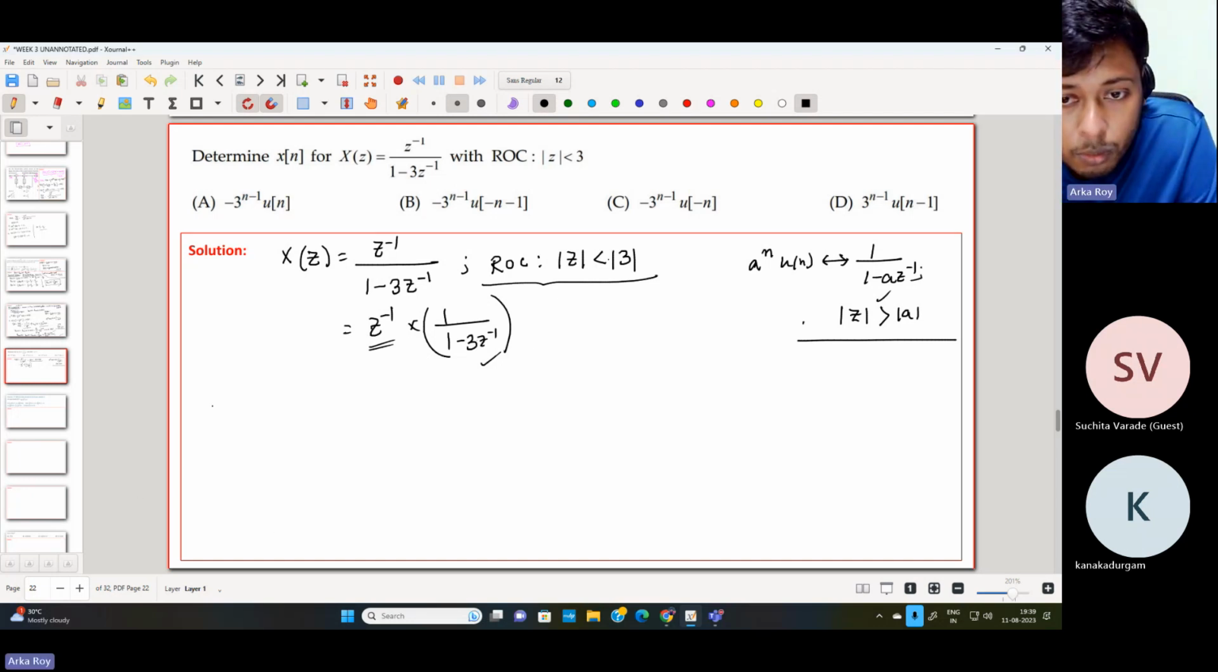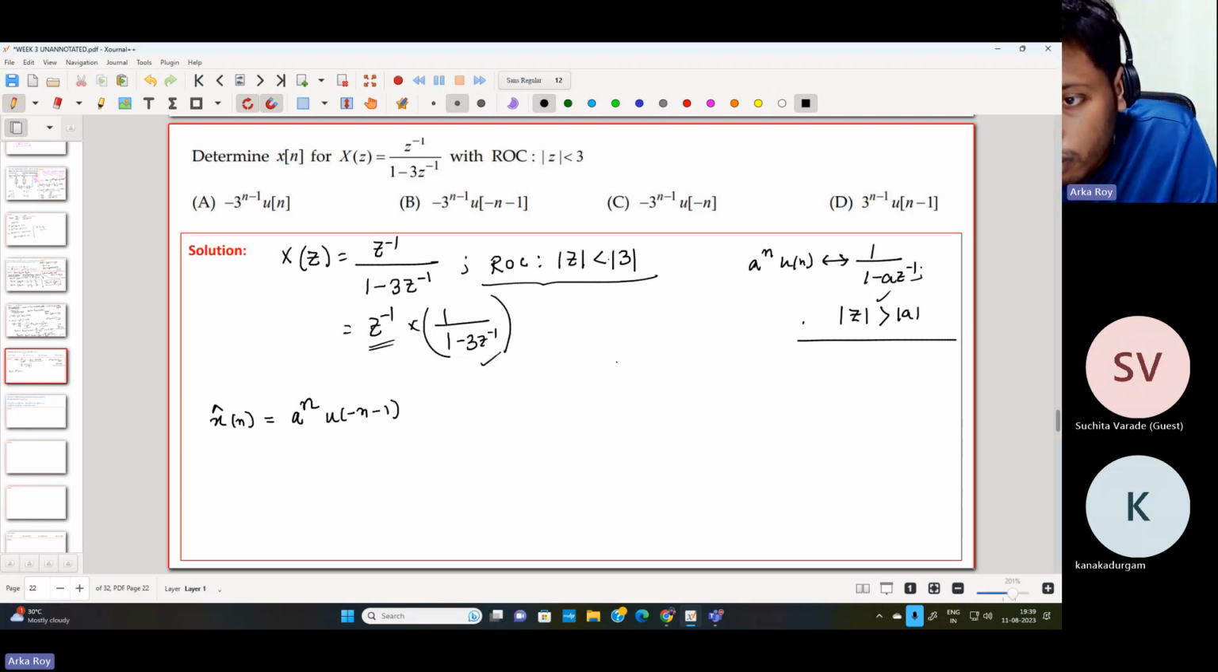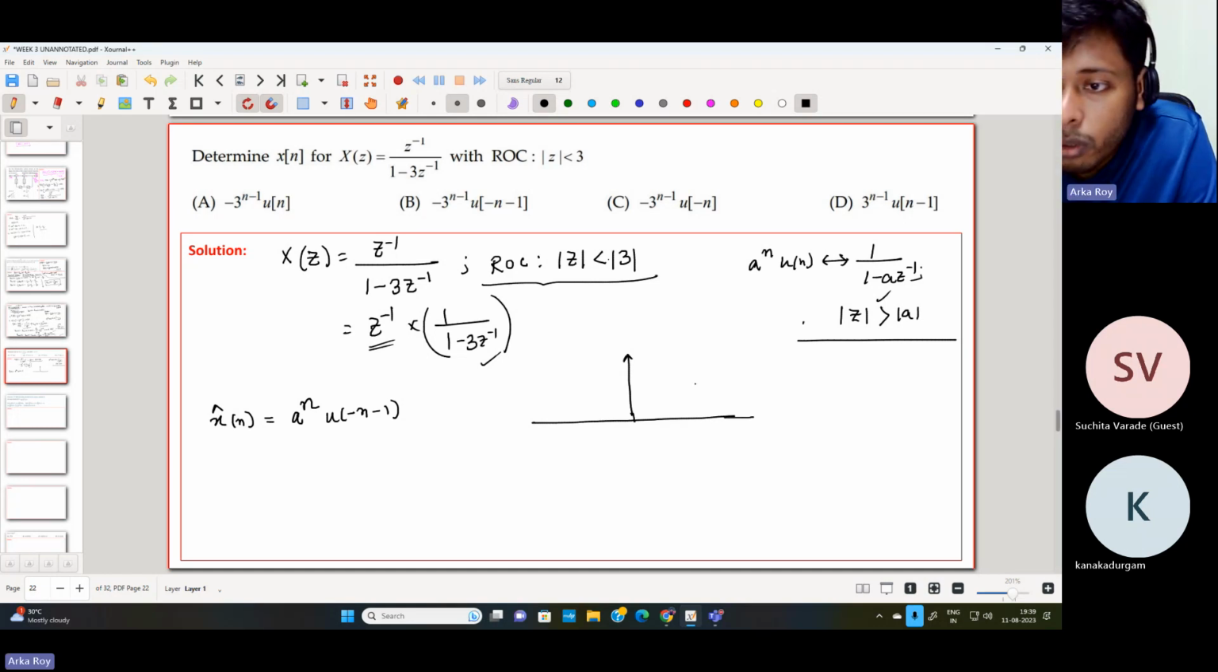Okay, so let me take a dummy sequence x hat[n] as a to the power n u[minus n minus 1]. In the first week's live session, I told you that if any transformation is given on any particular signal, we look from this side and then start drawing. So let us start with u[n].